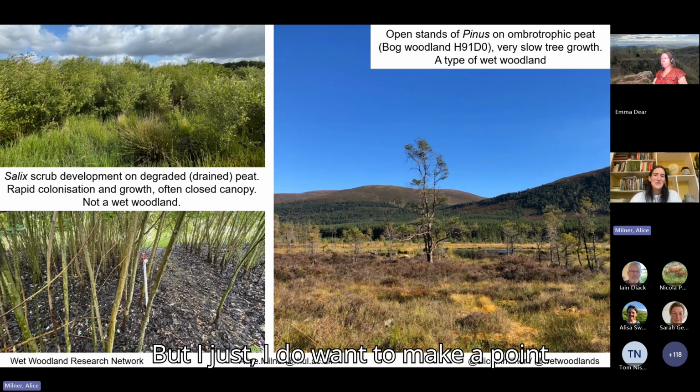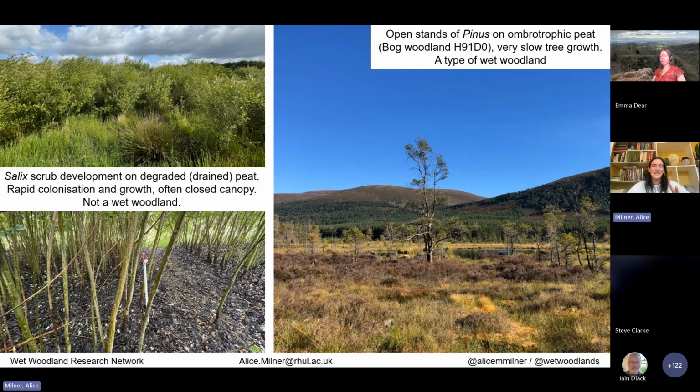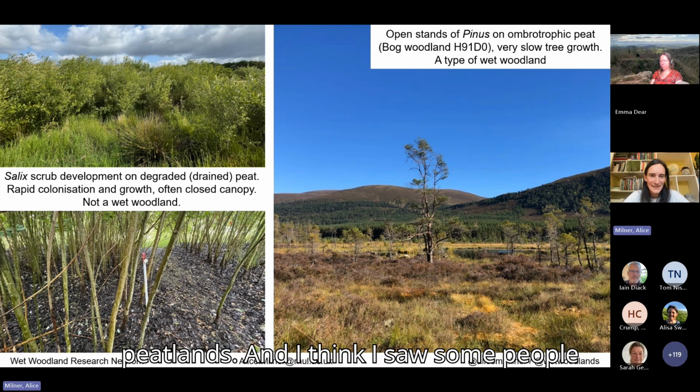But I do want to make a point. I mentioned birch and peatlands, and I just want to make the point that there are some situations that we wouldn't consider wet woodland, even though they might have the right type of tree species and be in what might seem like possibly the right places. And this is particularly the case of degraded peatlands. And I think I saw some people chatting in the chat earlier, but didn't get a chance to read it all, about trees on peat.